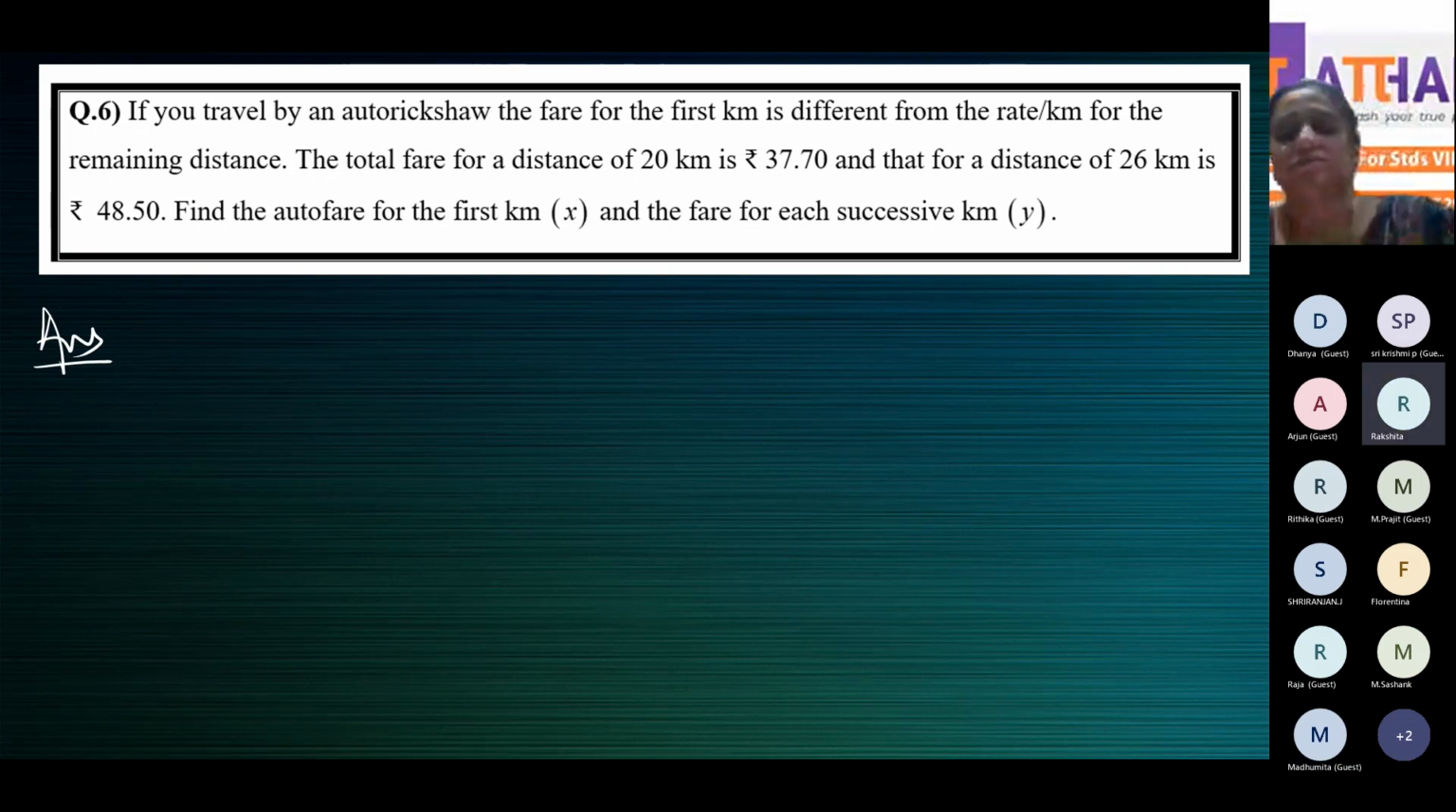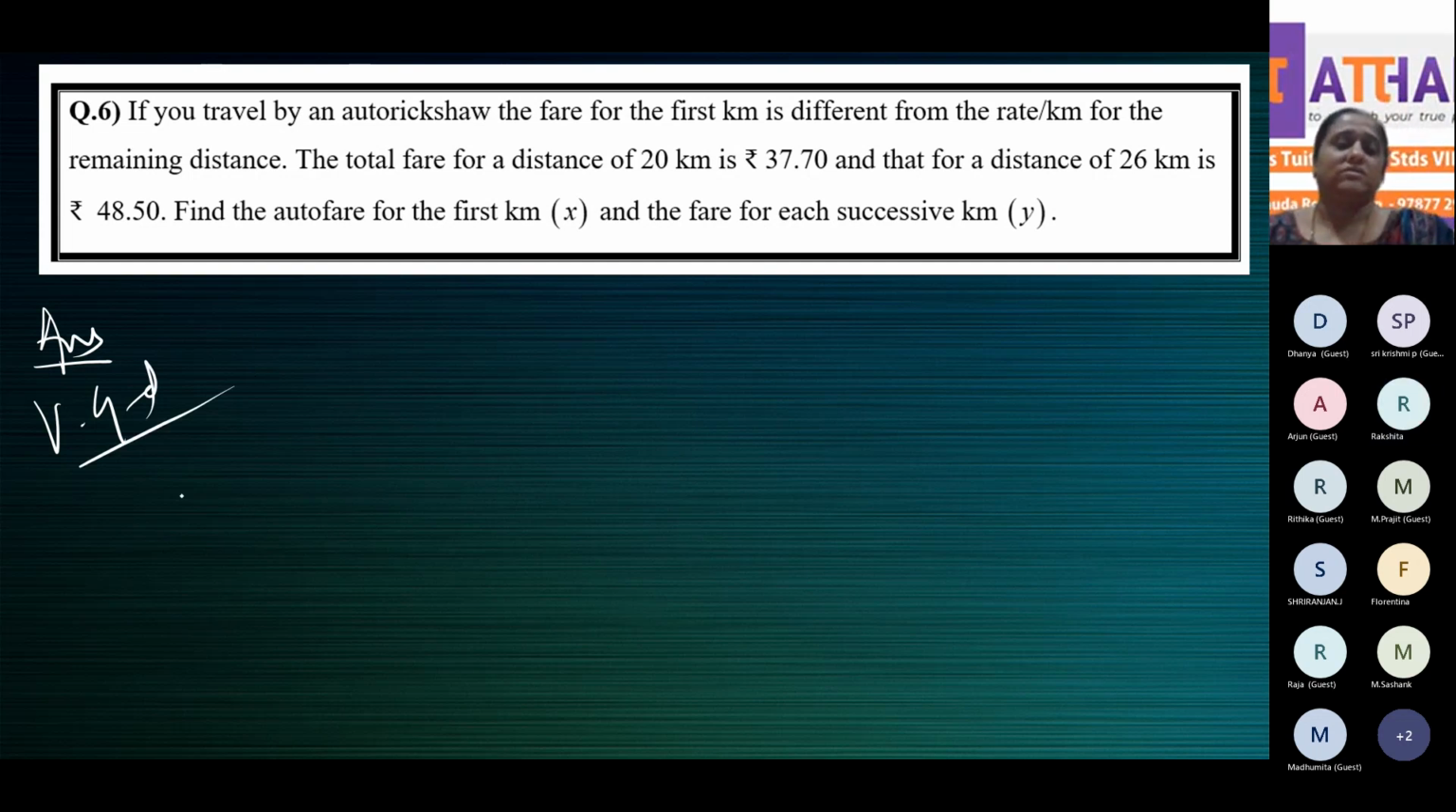Okay, ma'am, fine. Rakshita? Yes, ma'am. x plus 19y equal to 37.70 and x plus 25y equal to 48.50. Perfect. Very good, Rakshita. Thank you, ma'am.